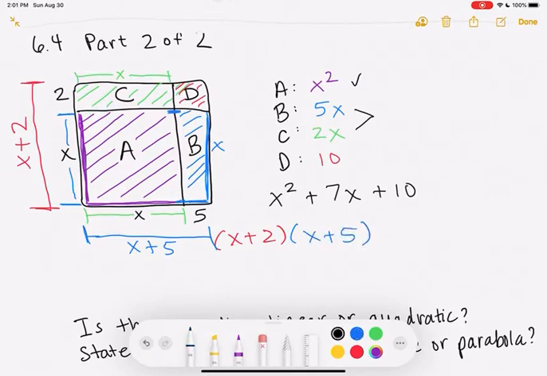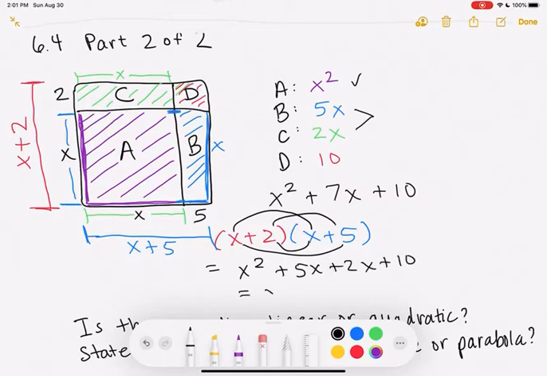And now we could use what we learned in part 1 of FOIL. Okay, so go and multiply them out. So first we'd have X squared, outer would be a 5X, inner would be a 2X, and last would be a plus 10, giving us X squared plus 7X plus 10.